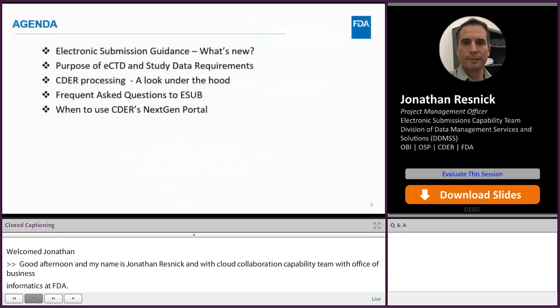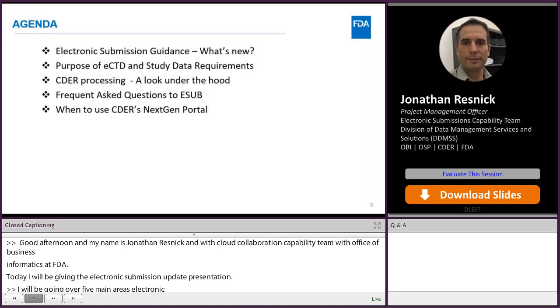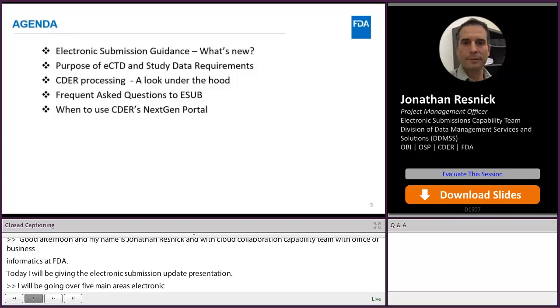I'll be going over 5 main areas: electronic submission guidance, talk about what's new there, the purpose of eCTD and study data requirements, CDER processing, a look under the hood, some frequently asked questions to our electronic submissions team, and I'll also talk a bit about CDER's NextGen portal and some new features that have recently been released.